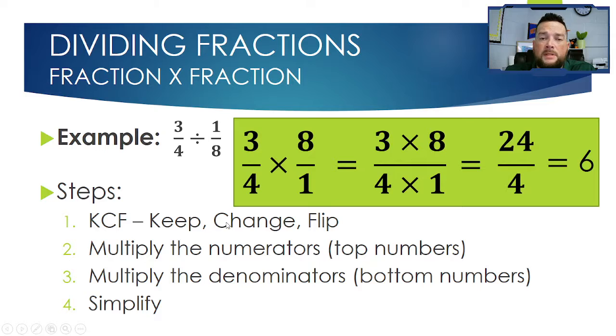So the steps are almost identical to multiplication, except we just have one extra step at the beginning. We apply keep, change, flip. That turns the problem to a multiplication problem, and then we just follow the rules for multiplication. Numerator times numerator, denominator times denominator, and then simplify, right?